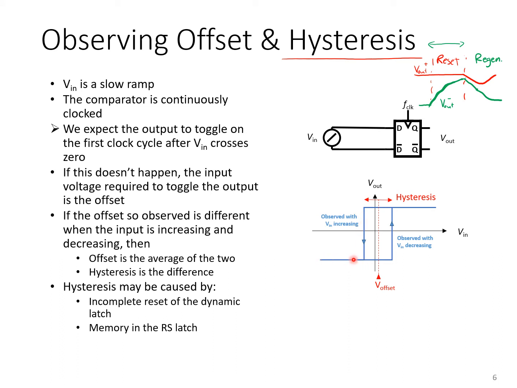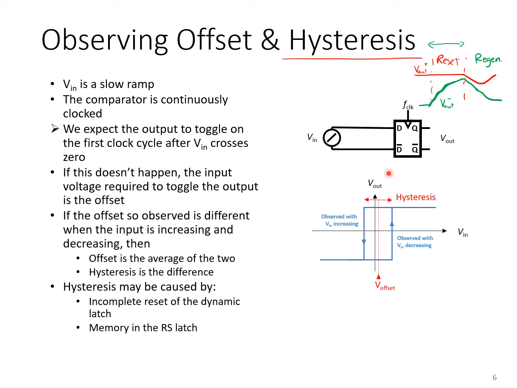So the difference between the trip point on the way up and the trip point on the way down is due to hysteresis in the latch, and the difference between those two trip points is a quantification of that hysteresis. Now you may notice that the trip points are not necessarily symmetrically arranged around 0 volts. Again, that's somewhat expected because we know that the latch is likely to have some systematic offset here.